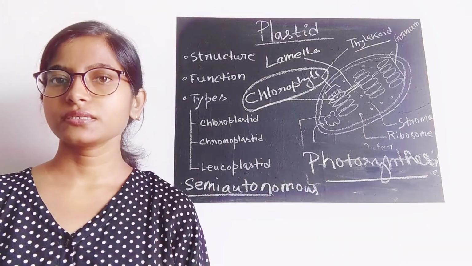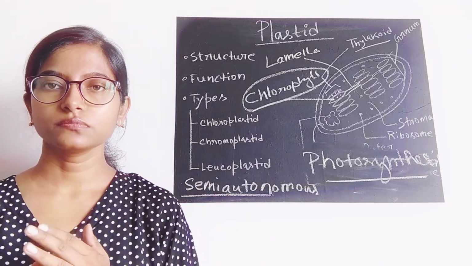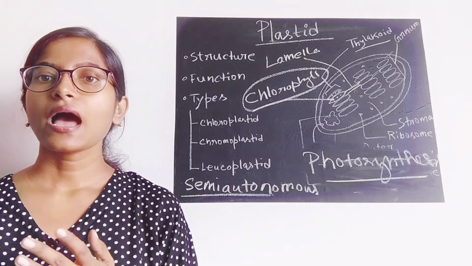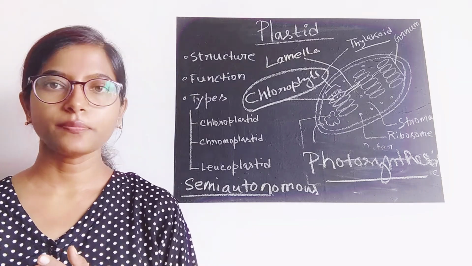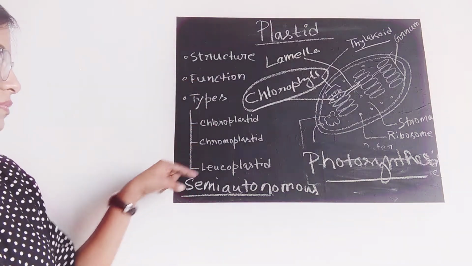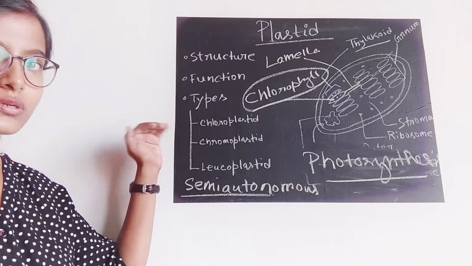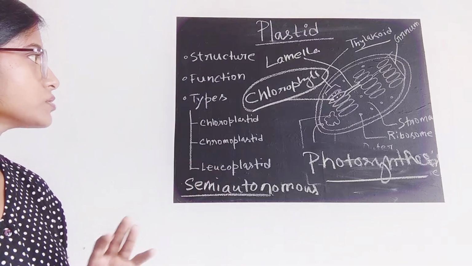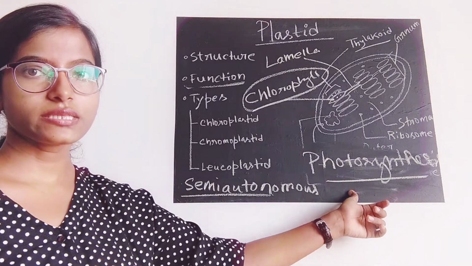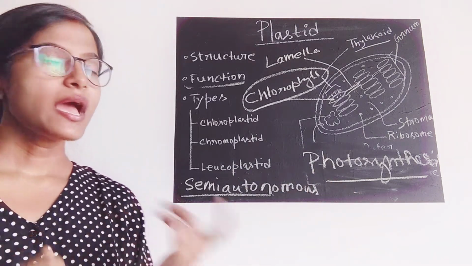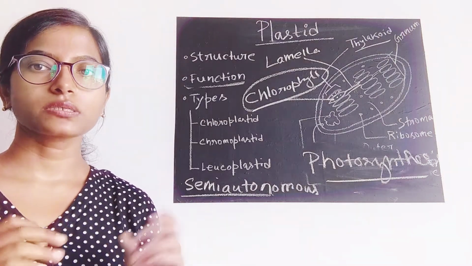Apart from that, there are some other functions as well, like storage of some materials, food materials, as well as giving color to different plant parts. We'll see this particular function in the types portion, like types of plastid. So what are the main functions of plastid? One is photosynthesis, number 2 is storage, and number 3 is giving color to different plant parts.